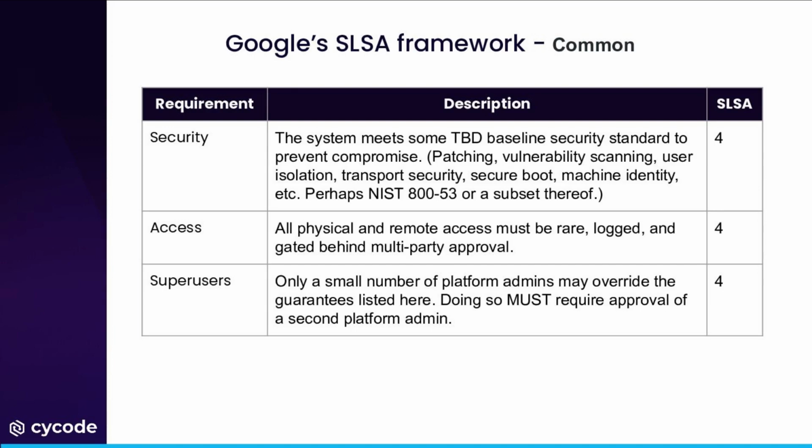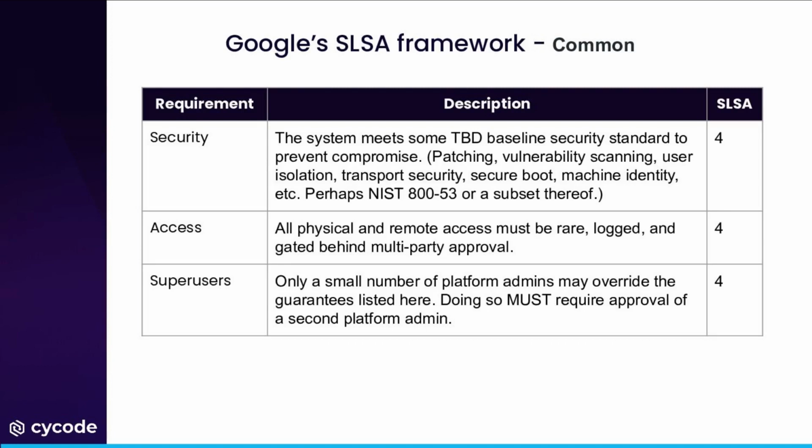800-53 is actually the minimum standards for testing. And then access requires that all remote access be rare, logged, and gated behind multi-party approval, and only a certain number of platform admins may override the guarantees listed here.